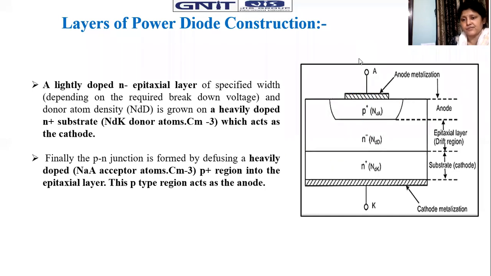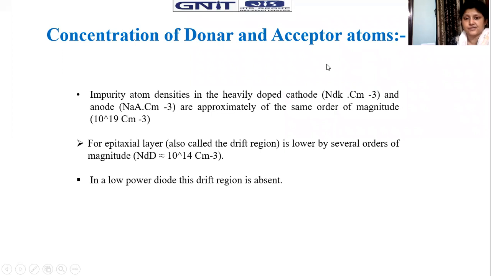Now let's move forward. Regarding the concentration, what are the donor and acceptor concentrations? Let's see what I have mentioned here. It is basically 10 to the power 19 per cubic centimetre for the donor and acceptor concentration, whereas in the drift layer we have basically 10 to the power 14. Compared to 19, it is lower by 10 to the power 5. So the concentration of this layer is very low, quite a lower order than the donor and acceptor concentration.